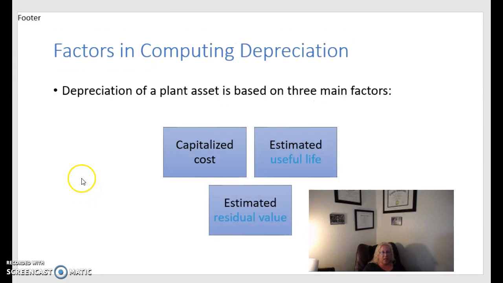To compute depreciation for a period, we have to consider three primary factors: the estimated useful life, the capitalized cost of the asset, and the estimated residual value of the asset at the end of its estimated useful life. The useful life is the length of service period expected from an asset. It can be expressed in time, such as months or years, or it can be expressed in usage, such as units produced or hours used or miles driven. The residual value is the expected value of a depreciable asset at the end of its useful life.